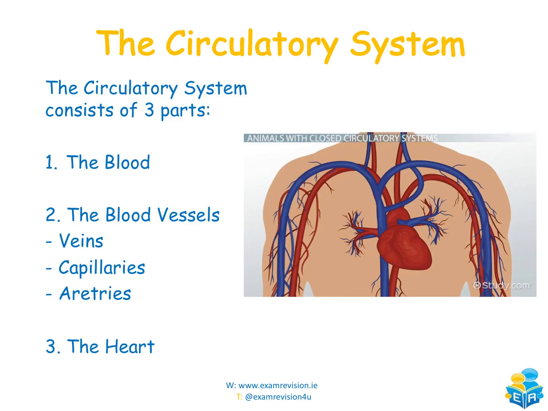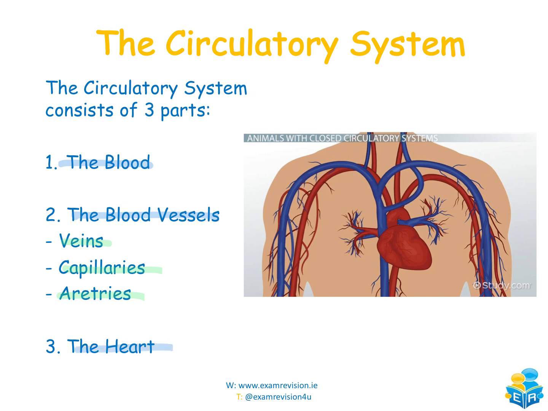So we're going to kick off by looking at the structure of the circulatory system, and the circulatory system consists of three separate parts. So we have our blood vessels, which are composed of the veins, the capillaries and the arteries, and we also have our heart.